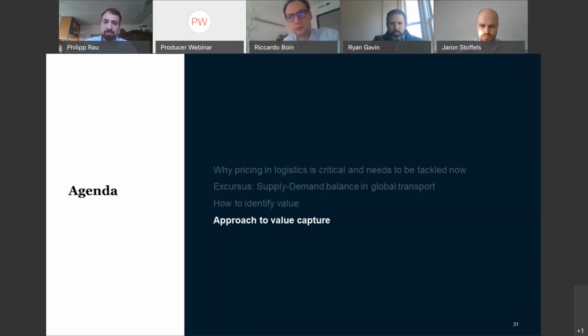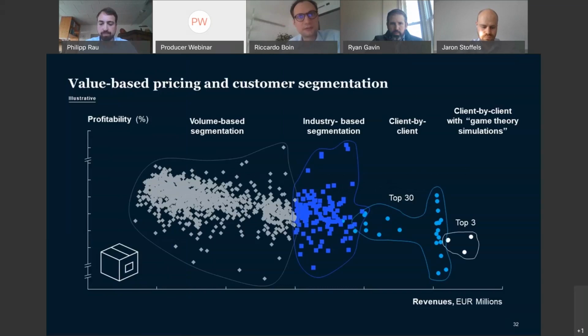I'll walk you through three cases where we actually pulled some of the levers or a mix of the levers that Philip was describing. And the first example is coming from the parcel industry, where we really focused on the concept of value-based pricing and customer segmentation.